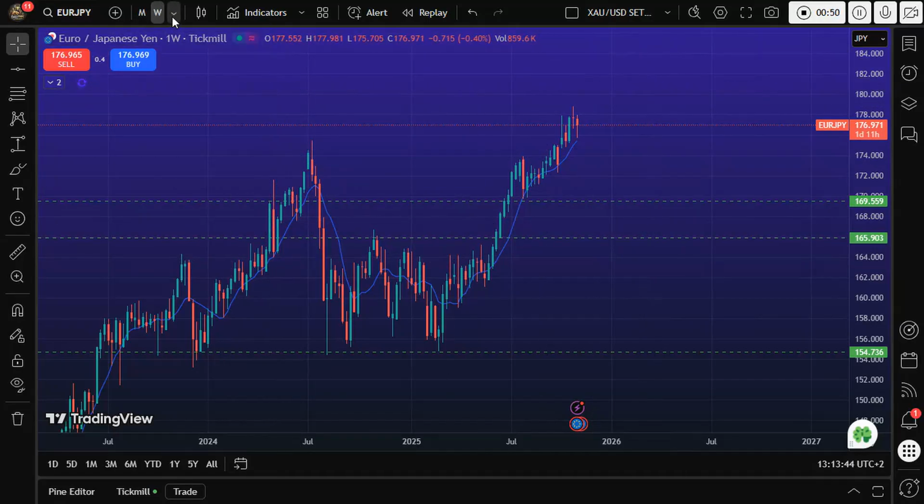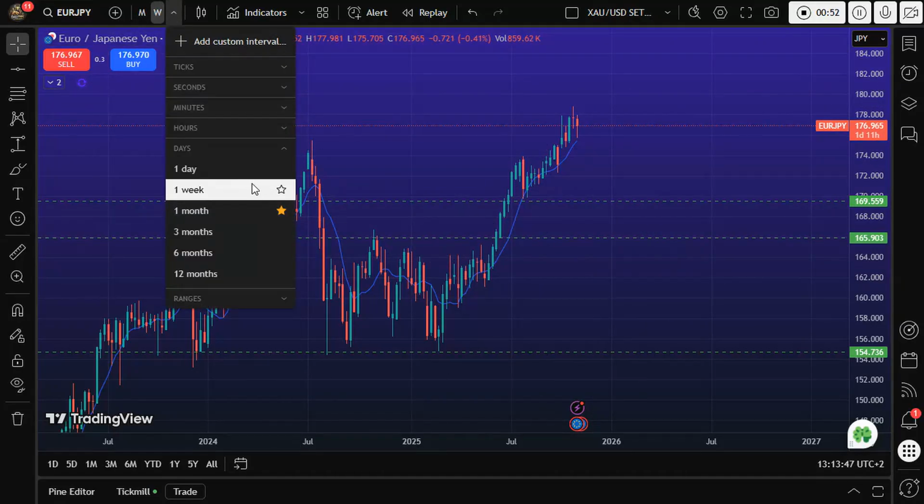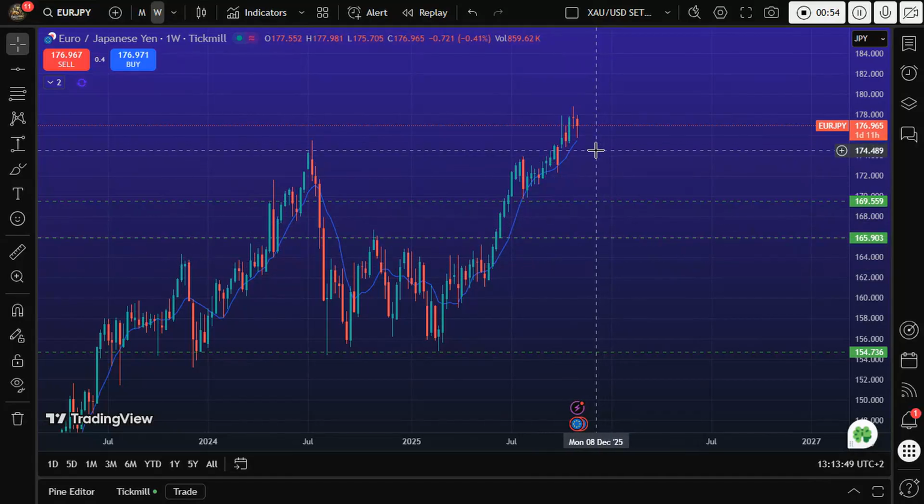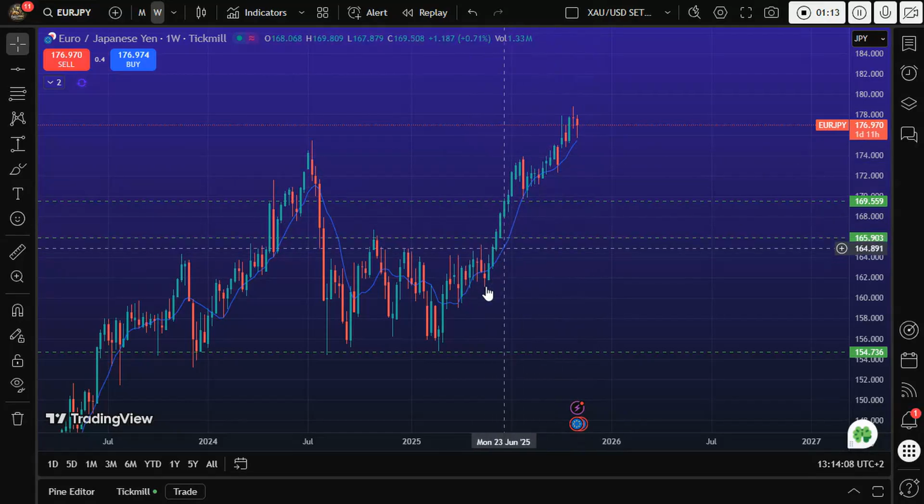So we are on 1 week time frame here, and then I like to always have a moving average with me on whatever time frame that I want to trade on. So I always have a moving average in my charts. If you don't know how to use the moving average, basically when the candlesticks are above the moving average, that's where you look to buy.